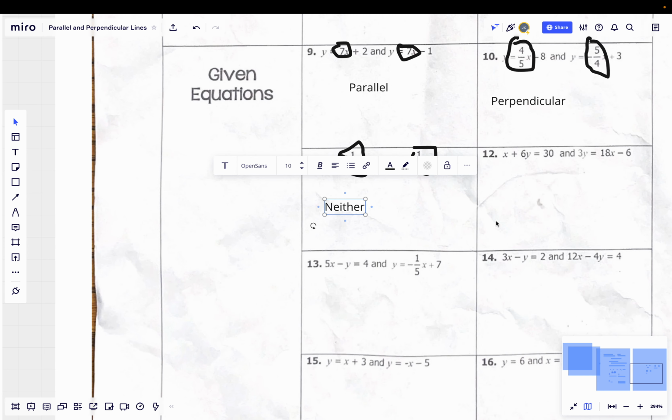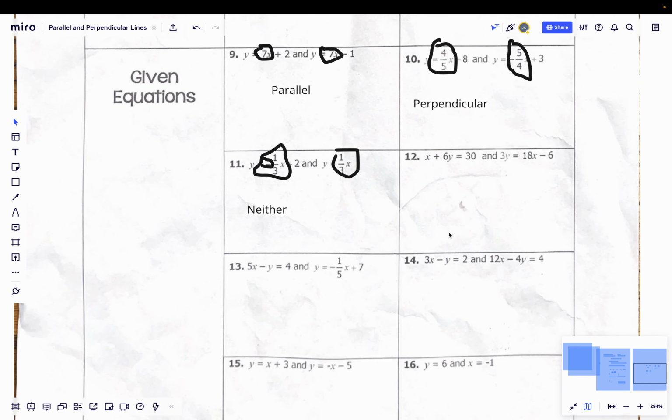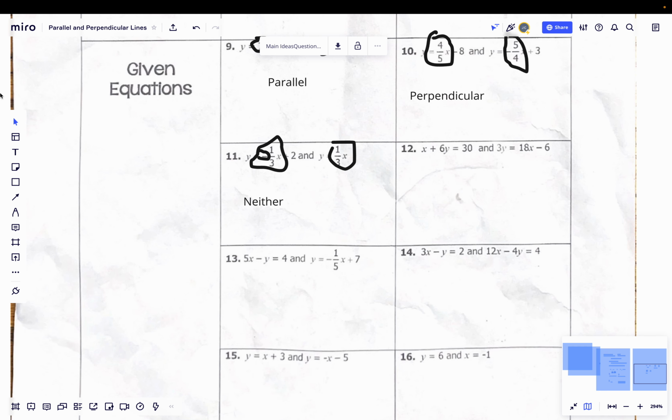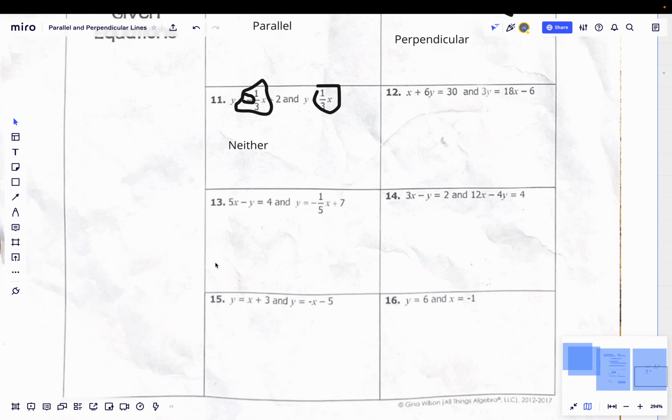Now let's try this one. As you can tell, it's not in our beautiful slope-intercept form. We have to turn it into slope-intercept form. So let's try it.